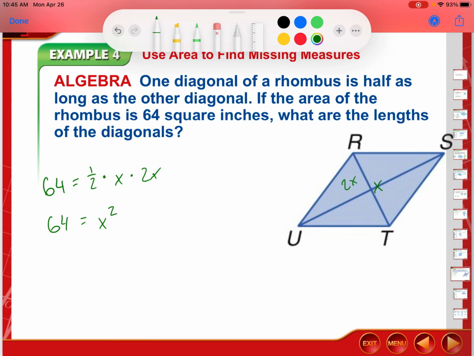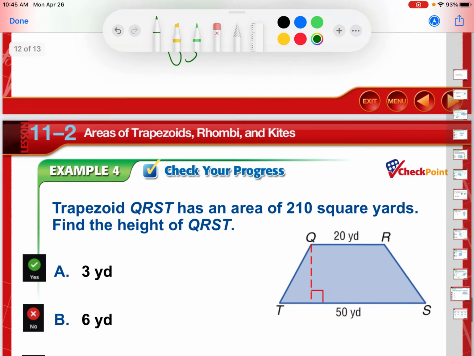So x squared equals 64. I'm going to take the square root of both sides. So I find out that x equals 8. So that tells me RT is going to equal 8, and then US is going to equal 16. All right.